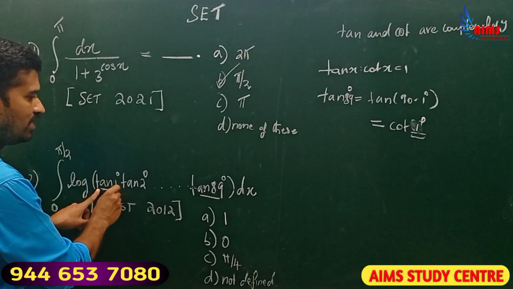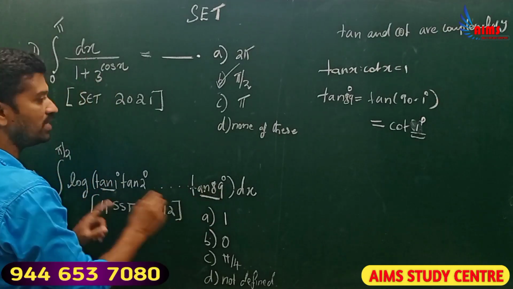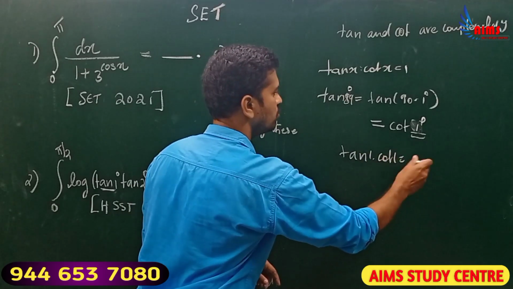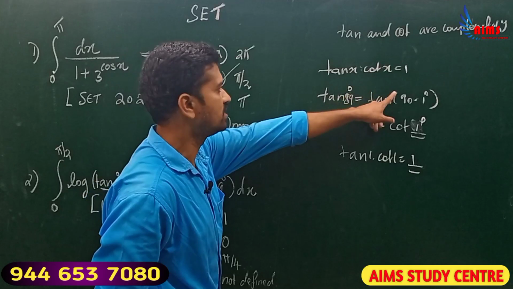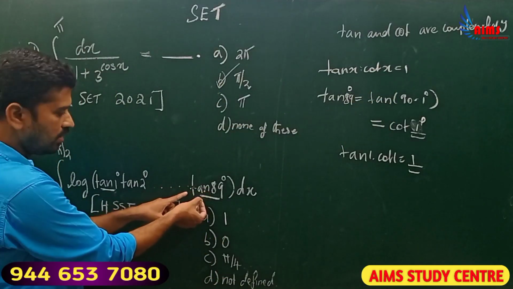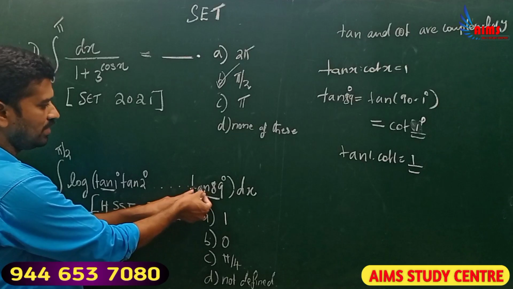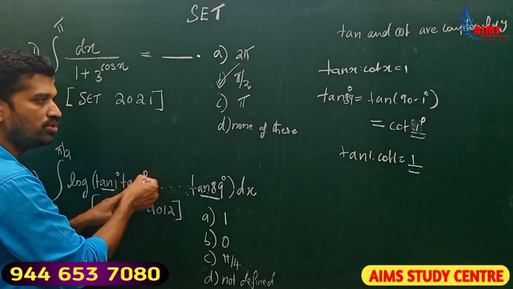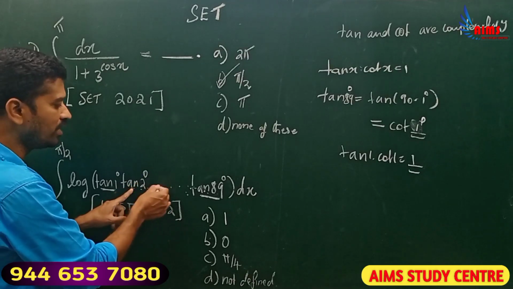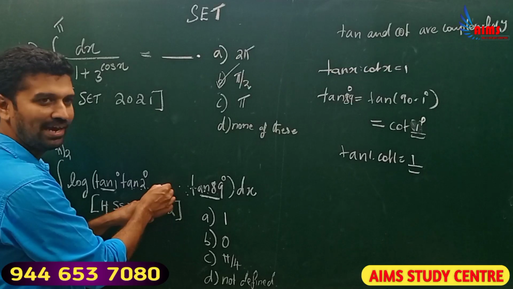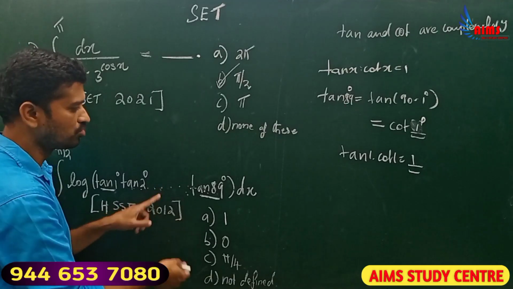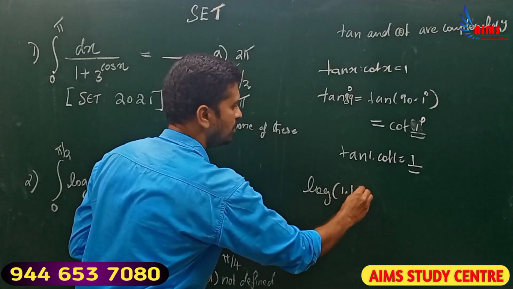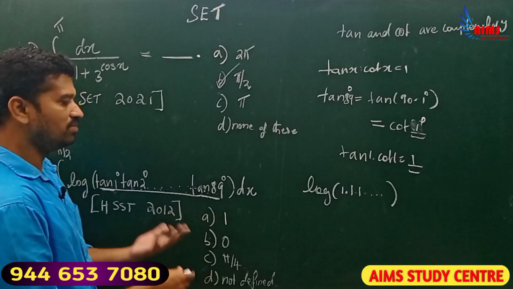So this tan 1 degree and this tan 89 degree can be multiplied such that tan 1 into cot 1 is equal to 1. We know that tan x into cot x is equal to 1. Similarly, the term preceding tan 89 degree will be tan 88, and we will have tan 2 here. So tan 2 into tan 88 is also 1, and moving continuously like that you will reach tan 45, and we know that tan 45 is also 1. So the whole thing will become log of 1 into 1 into 1 into etc., which means it is log 1.